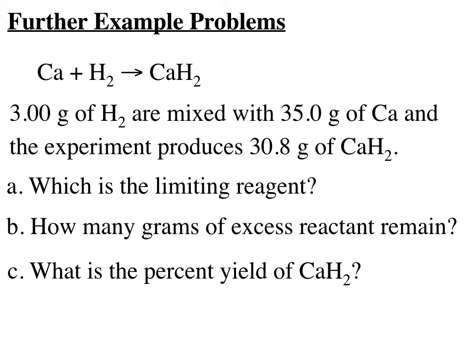So from the mass of reactants that I put in the pot, I'm first asked to find the limiting reagent. Once I find that limiting reagent, I'm asked to find how many grams of excess reactant remains. It looks like calcium is way in excess to hydrogen, but we better check before we come to that conclusion. And since I know that the experiment actually produced 30.8 grams of the calcium hydride, I'm asked to find the percent yield, and in order to do that, I'm going to need to find the theoretical yield of calcium hydride. So we'll do that on some subsequent slides.